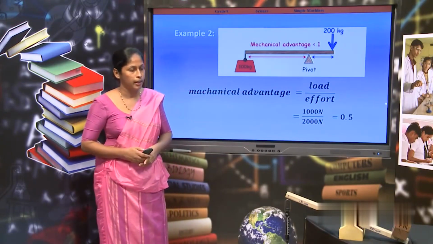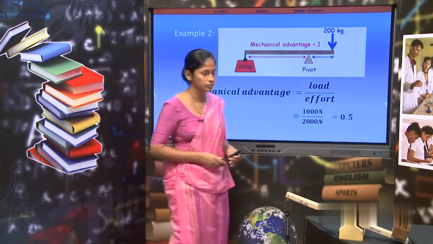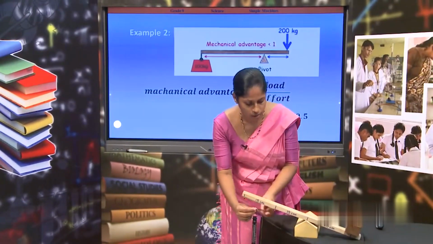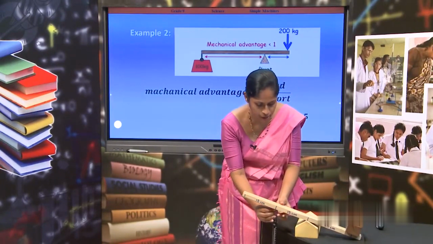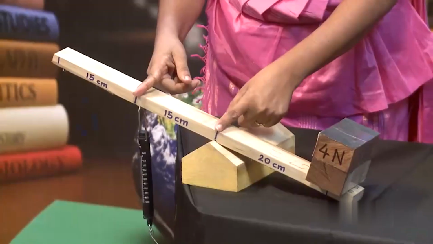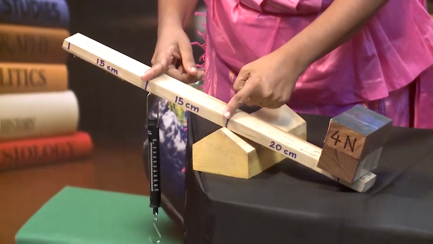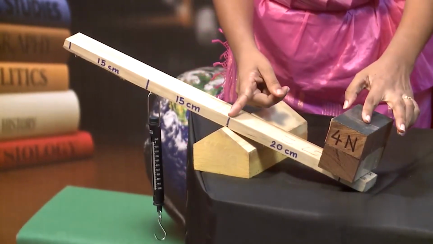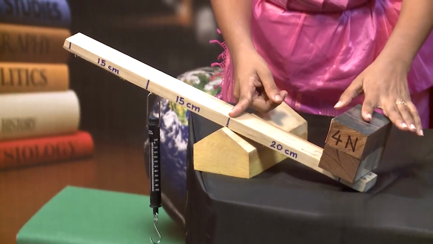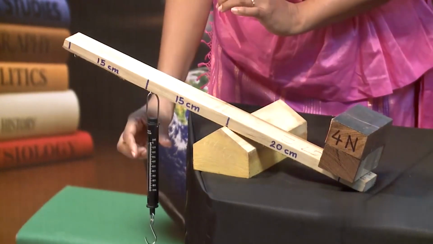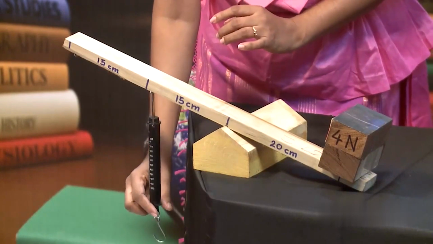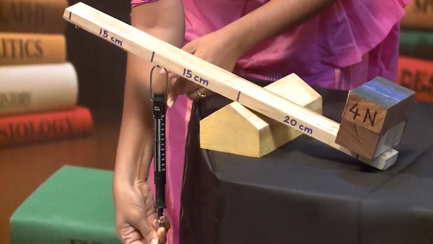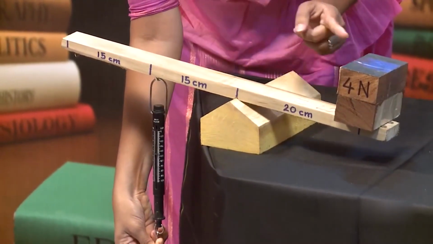Let us do an activity related to this. I use the same load to lift, and I change the place where we exert the force. Now the effort arm is 15 centimeter and the load arm is 20 centimeter. I exert the force from this point to lift the weight. Now I exert the force through the spring balance and try to lift the weight.